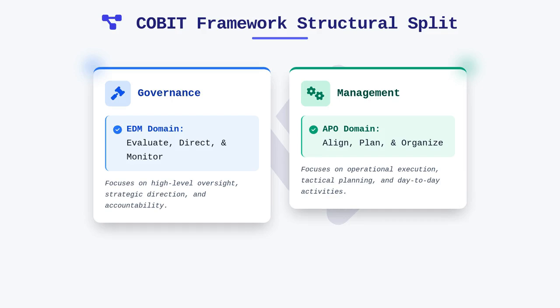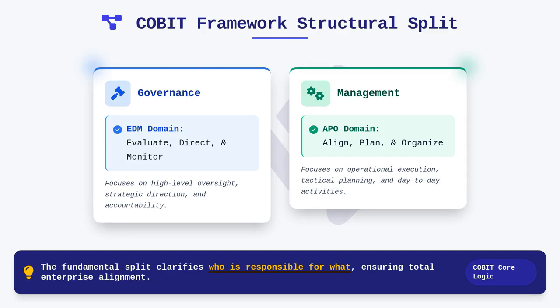By keeping these domains separate in your mind, you will find it much easier to navigate the complexities of the framework and understand why certain activities belong in specific areas. It clarifies who is responsible for what, which is often the missing piece in enterprise alignment. Keep these roles distinct as you analyze the objectives we will discuss in the coming sections.